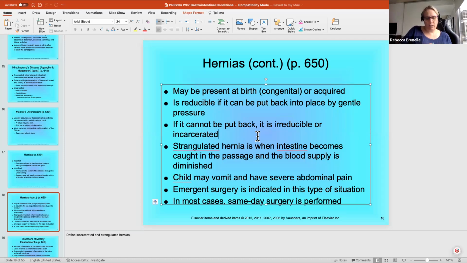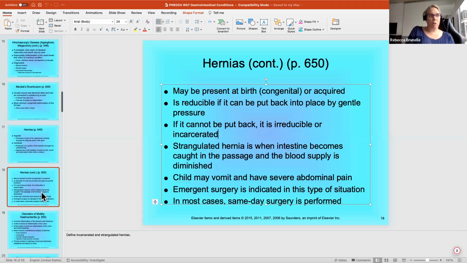If it's incarcerated, that's really, really tight, and that area of bowel isn't getting the blood flow that it needs. So with incarcerated or strangulated, this area of bowel that's pushing out through the muscle wall is not getting the blood flow. They can be really, really sick if they have this: abdominal pain, vomiting. Then they would need to have surgery. So those are all of the congenital, and congenital just means something that you're born with. Now we're going to go over some others.